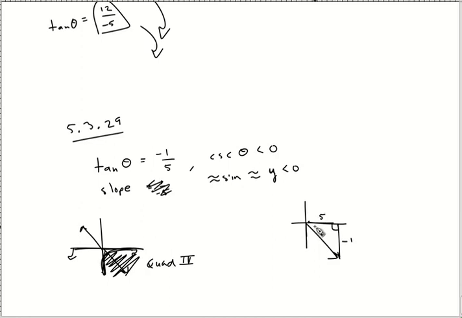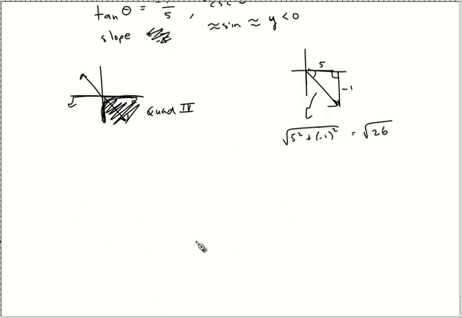Okay, so we have a triangle. There's my theta. And I need to find the hypotenuse to keep going. So here we go. 5 squared plus -1 squared. Square root of 26, which I don't think reduces. So that's square root 26. And now they say, find the sine, find the cosine, and all that other stuff. I don't think they need to find the tangent because, well, you already got it right there.